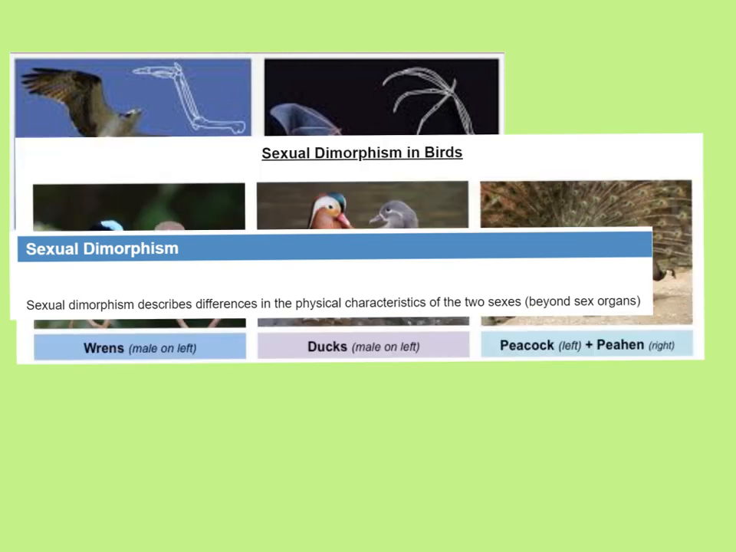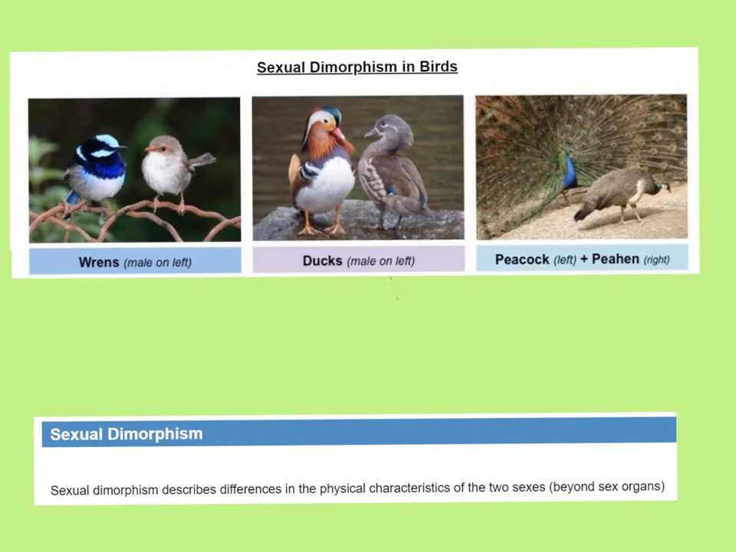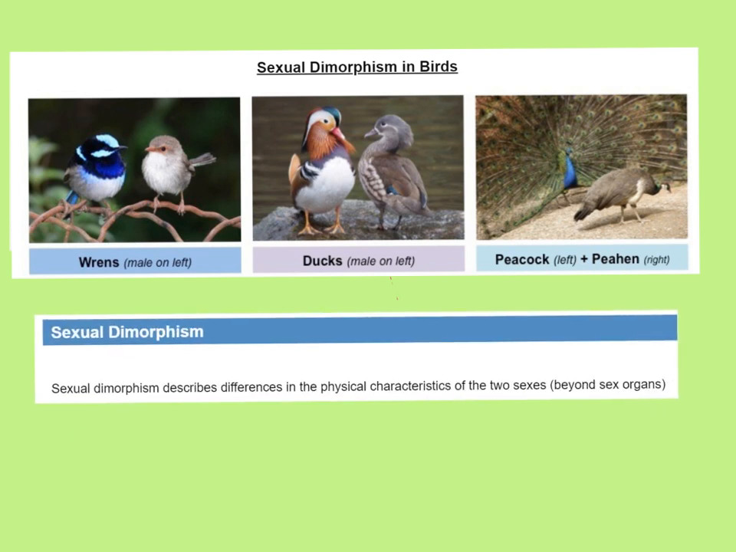You can see this picture. Well, it depends on which definition you are on. If the morphology, you can see the picture now, the male and female. Sexual dimorphism describes differences in the physical characteristics of the two sexes. So you have seen here some photos for male and female.